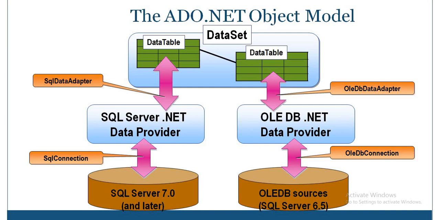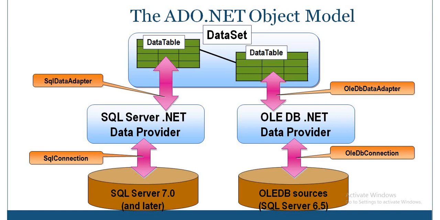There are two types of connection architecture. In connected architecture, the application remains connected with the database throughout the process. In disconnected architecture, the application is connected or disconnected as needed during the process. The application uses temporary data on the application side called a dataset.